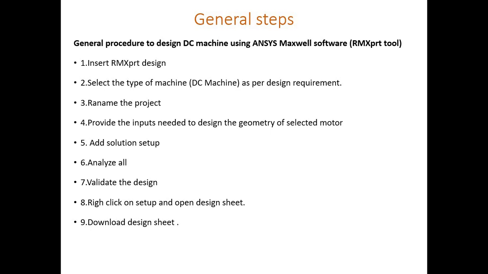So till now we had discussed that whenever we are going to do the design of any machine using ANSYS Maxwell software, then we need to go through certain steps. For this DC machine, first of all, we need to insert the RMXprt design. Then we have to select the type of the machine, that is, for this case, DC machine, as per the design requirement. Then as per your convenience, you can rename the project. Then you need to provide the inputs which are needed to design the geometry of the selected motor, like the DC machine.